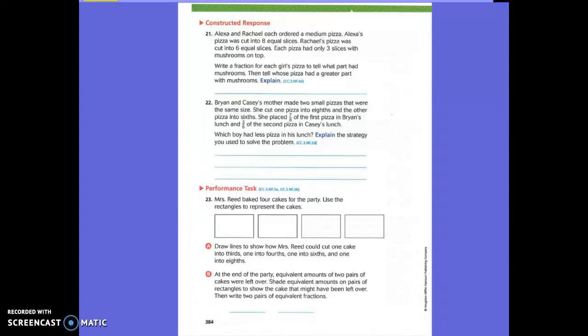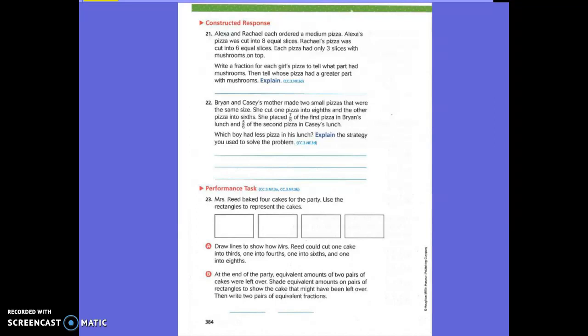Okay, boys and girls, we are using skills we have learned throughout all of chapter 9 to answer these questions about fractions and equivalent fractions. Let's read the first problem.